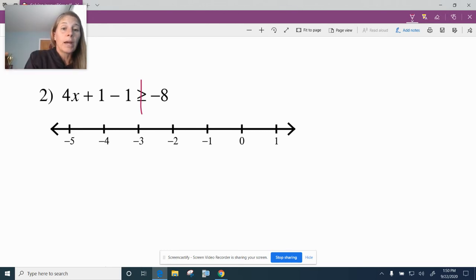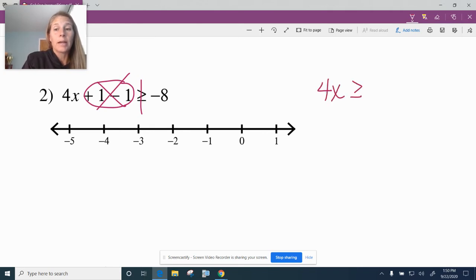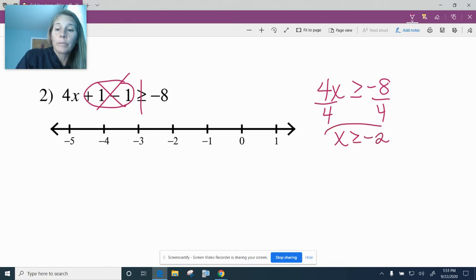So right now I'm noticing that I have two like terms on the left-hand side here, a positive one and a negative one. So those would actually add up to 0 and cancel out. So now I'm left with 4x on the left and a negative 8 on the right. In order for me to get that x completely alone, I'm going to divide by 4 on both sides. And so now I have x is greater than or equal to negative 2.